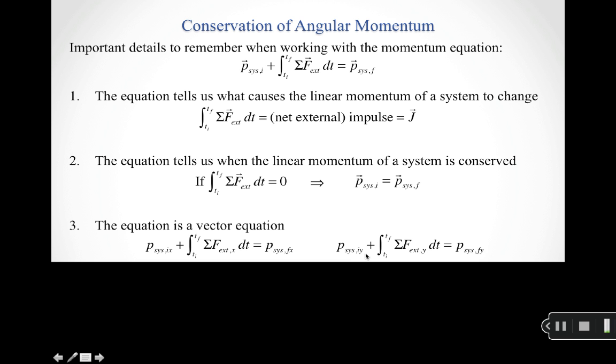Same thing's true in y. We have a y component equation with the y component of the initial linear momentum of our system plus the y component of the impulse. That's got to be equal to the y component of the final momentum of the system. And again, we can have a situation where the x component of the impulse is 0. If that's true, then the x component of my linear momentum is conserved. If, on the other hand, the y component of the impulse is 0, then the y component of my linear momentum is also conserved. So whenever my impulse has a component that is equal to 0, that component of the linear momentum will be conserved.